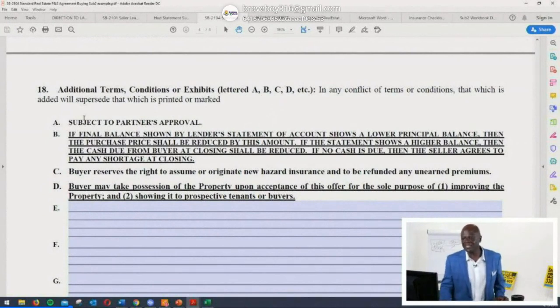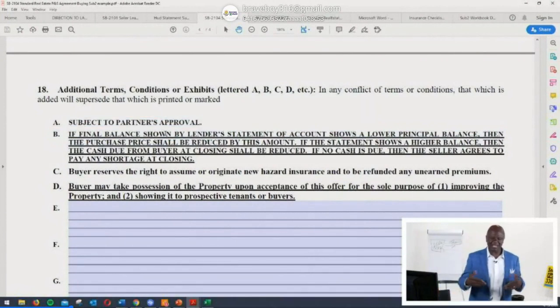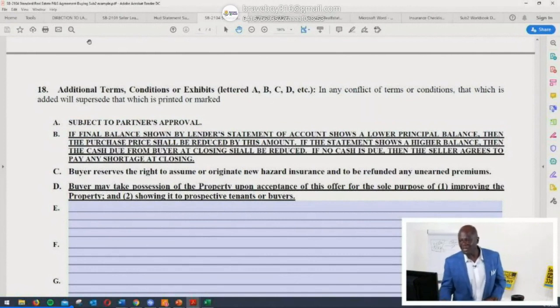All right. Paragraph 18 gives you some things, guys. So this is some weasel clauses, subject to partner's approval. So basically you could almost back out of the contract subject to, because your partner didn't agree with what you were doing. If the final balance shown by the lender shows a lower principal balance, then the purchase price shall be reduced. So basically, guys, what you're doing is you're buying yourself possibly a reduction in price if the loan balance is actually less, okay? And this is already written in the agreement.